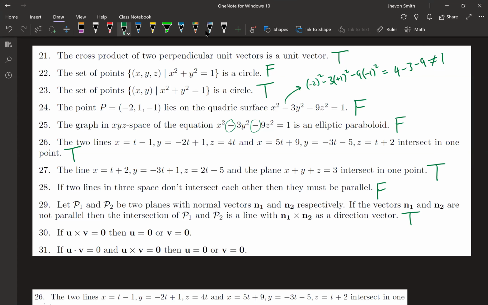And the reason is because the normal vectors are orthogonal to the plane, so anything that's orthogonal to both normal vectors will be parallel to both planes. And a line that's in both planes is obviously parallel to both planes. And so that will give you the direction vector.